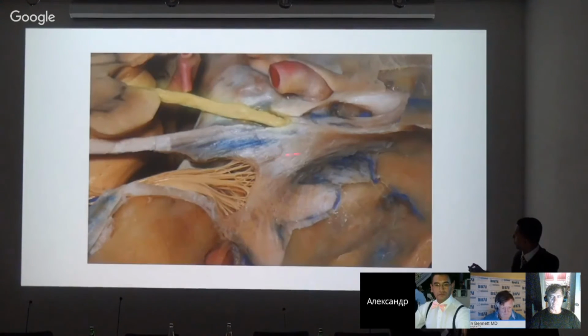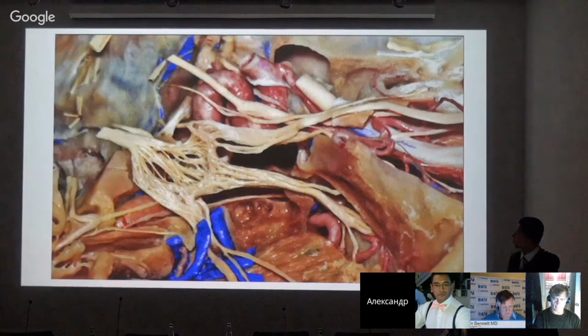Gasserian ganglion, V1, V2, V3. What is that nerve? The third nerve, yes. You see? We've taken the clothes off.